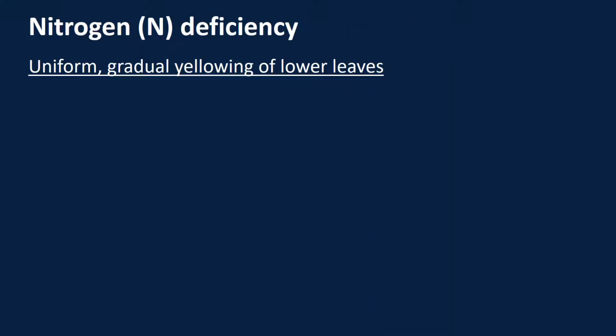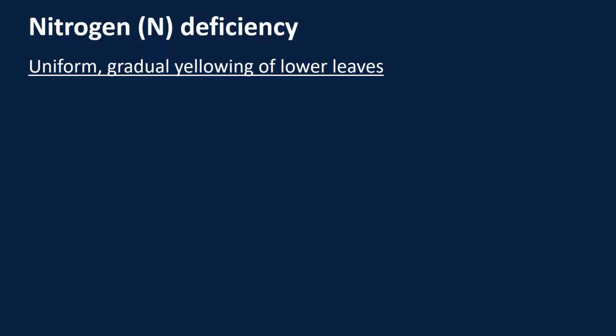The first nutrient deficiency we'll talk about is nitrogen deficiency. Nitrogen deficiency is shown by a uniform, gradual yellowing of lower leaves. The lower leaf portion is very important because the upper leaves, if they start to get yellow, that's a different nutrient deficiency. That might be sulfur. However, the lower leaves is important because nitrogen is mobile. It moves around in the plant quite easily.